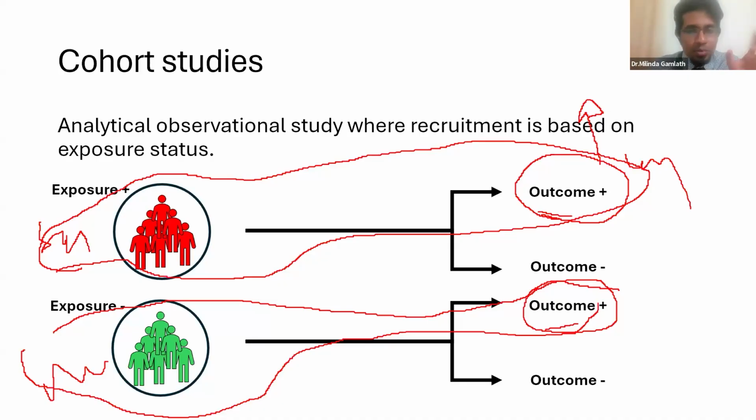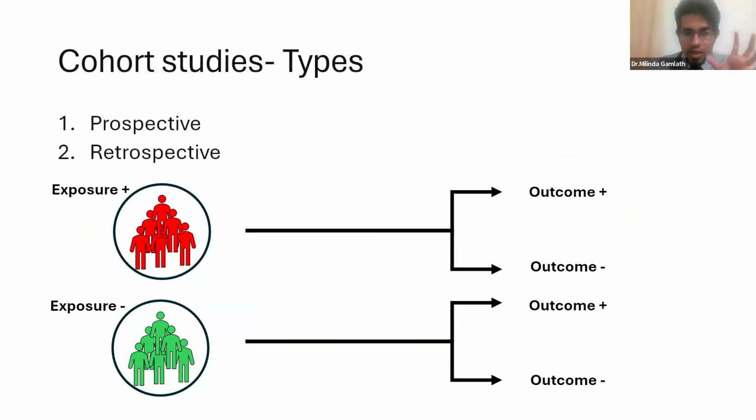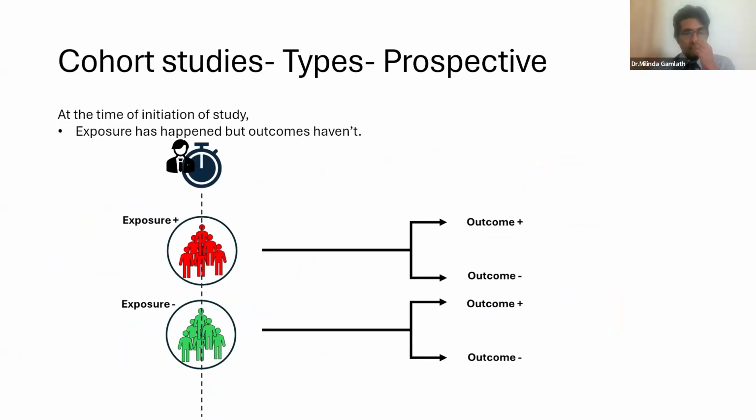So I'm going to make it a little bit more complicated. Even in cohort studies, there are two types: prospective cohort studies and retrospective cohort studies. Prospective cohort studies are studies in which, at the start of the study, the exposure has happened, but the outcomes haven't happened. You get my point? This is the example that I mentioned earlier. You start off with a group of people who are smokers and non-smokers. They haven't developed lung cancer yet. They don't have the outcome yet.